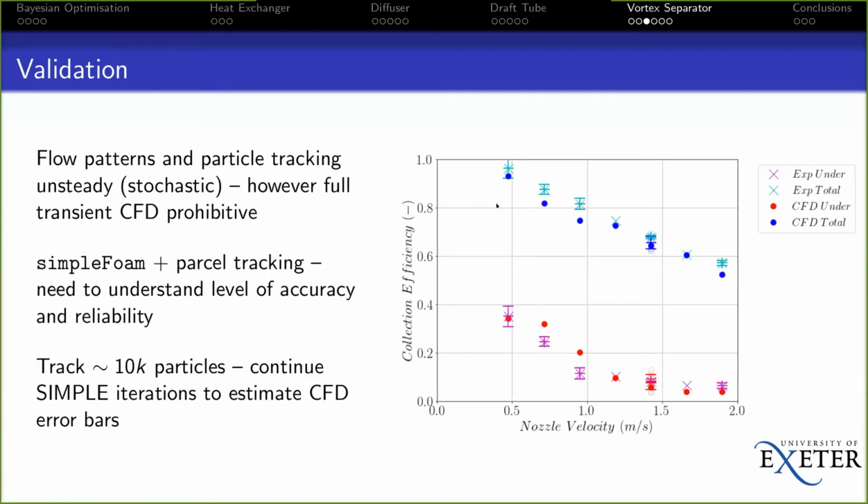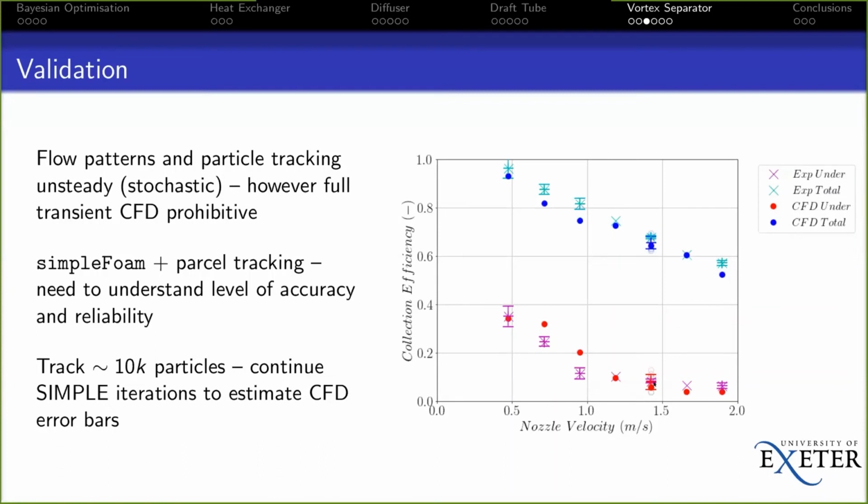But we ran into an issue here. The flow itself is actually unsteady, although we are running simpleFoam and running it steady state. And the particle tracking itself is stochastic. So we need to understand how many parcels to run through, and we found that something around 10,000 particles gives good results, and also understand the changes in the flow solution depending on how far we run simpleFoam.